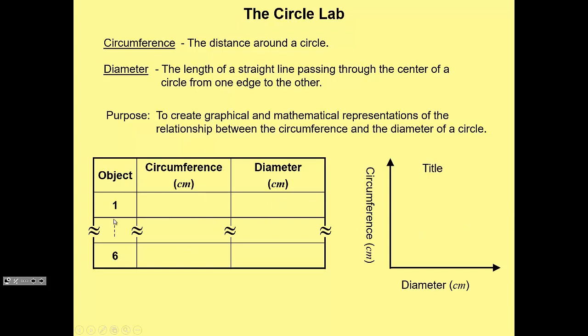You don't even have to label them 1, 2, 3, 4, 5, 6. Just plot the points. Don't connect the dots yet. Don't do anything but plot the points. All I want is a scatter plot. And then we will talk in our next discussion about what we're going to do with that and how we can use the graph to create a mathematical representation. Have fun measuring some circles.